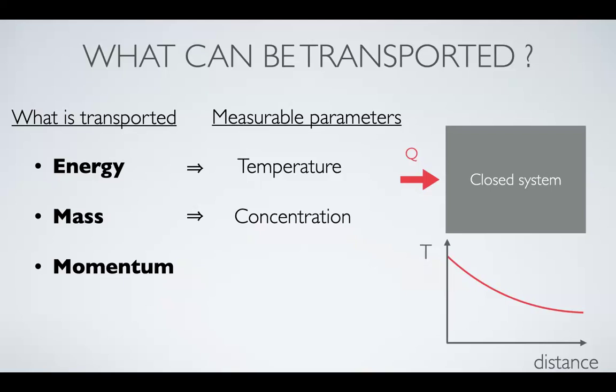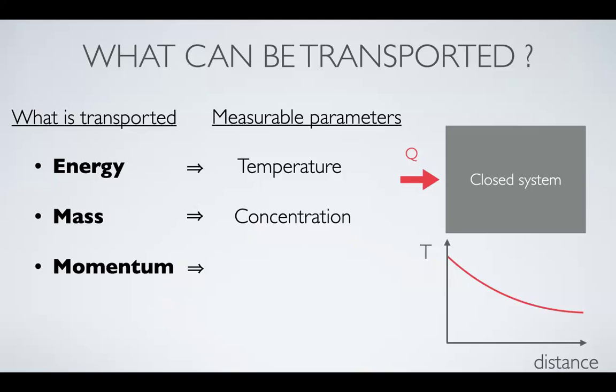So if I have this system again, and we have a higher concentration over here and a lower concentration over here, the higher concentration is going to be transported to the lower one. And the last one is the momentum. What would be the measurable parameter?